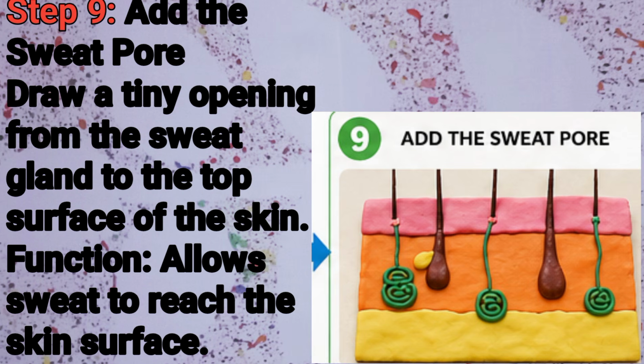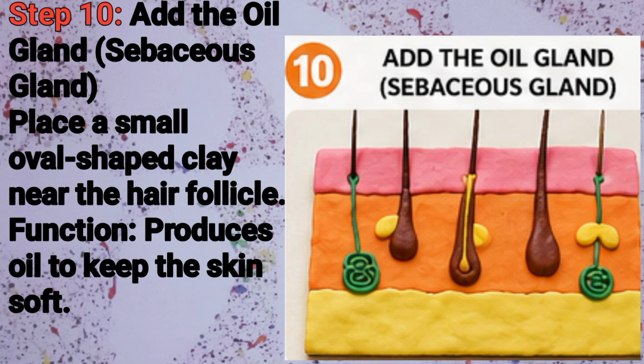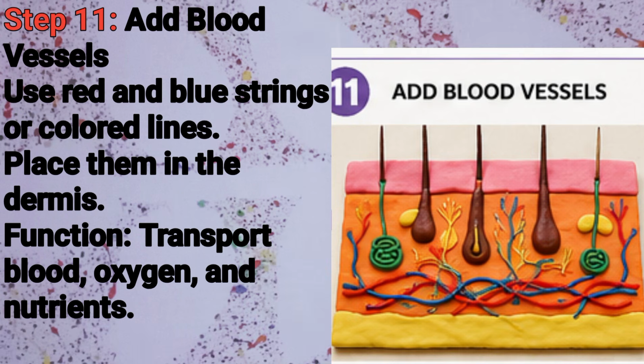Here we draw a tiny opening from the sweat gland to the top surface of the skin, as you can see. I have displayed the image there. Then add the oil gland by placing a small oval shaped clay near the hair follicle. After that, we also add blood vessels, using red and blue strings or colored lines placed in the dermis.